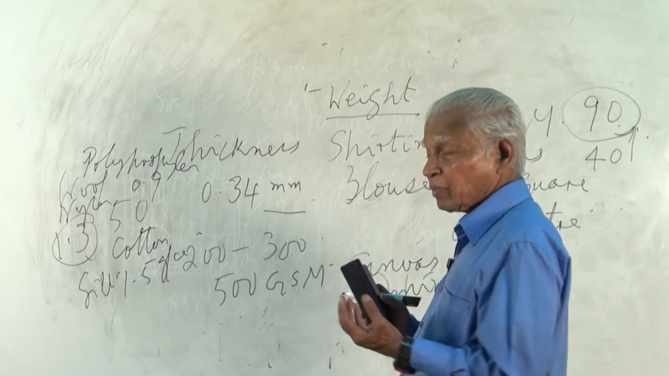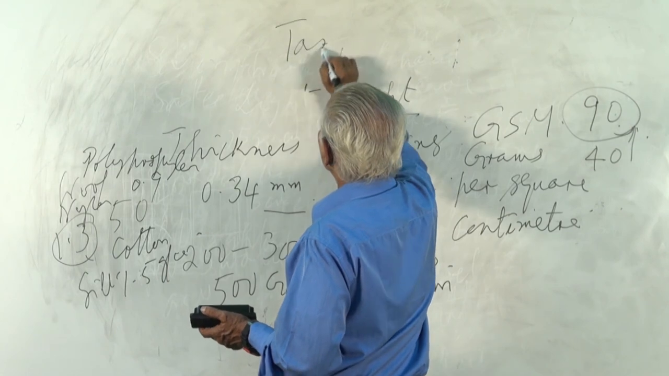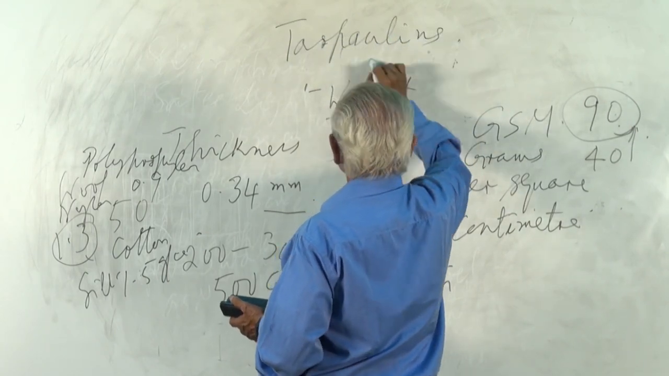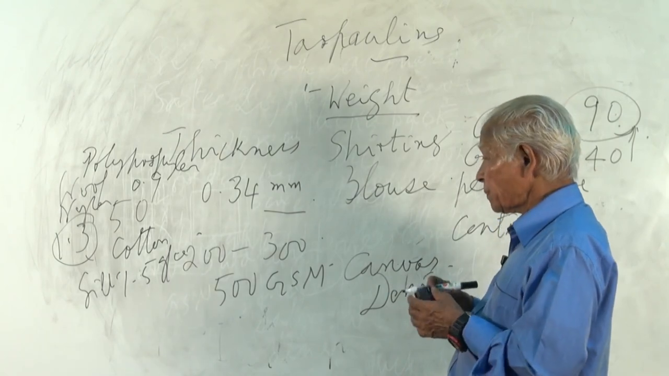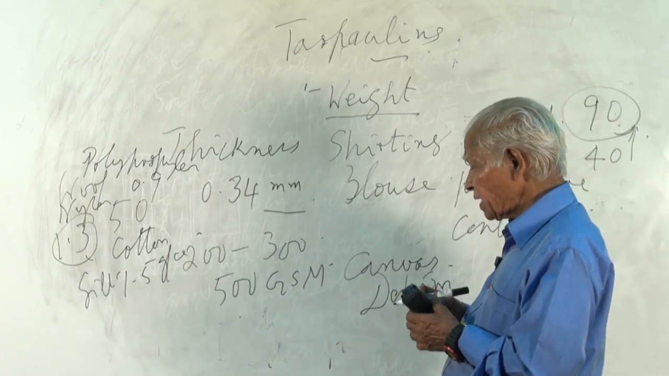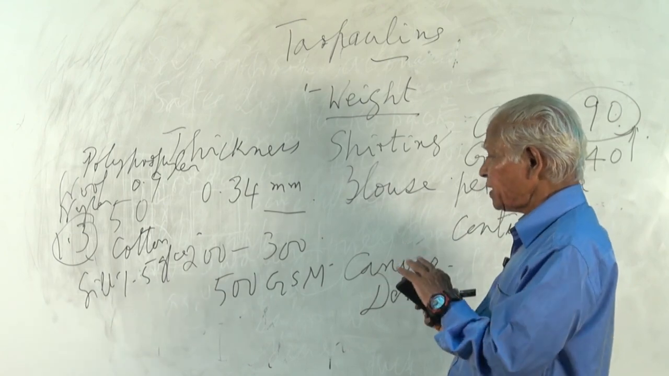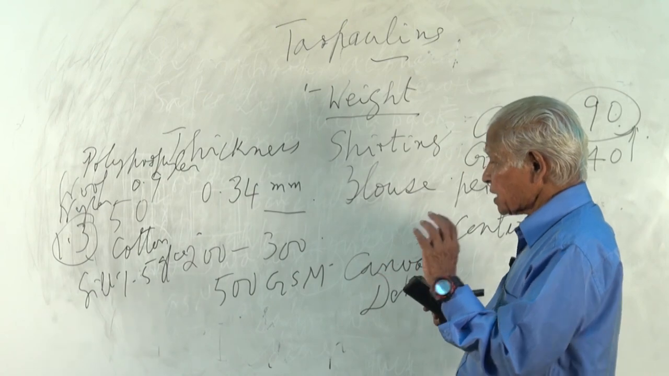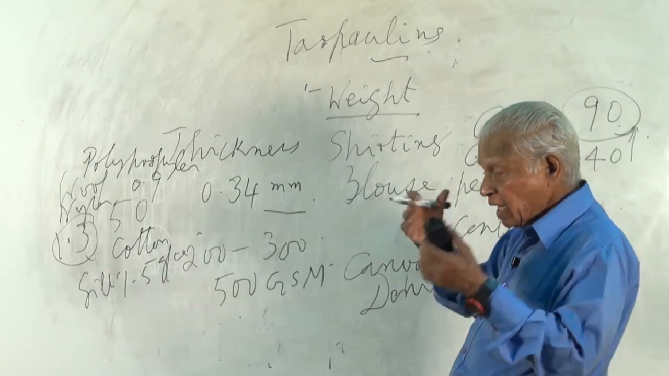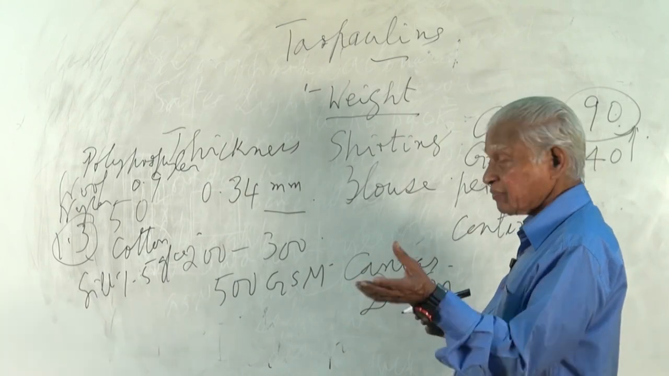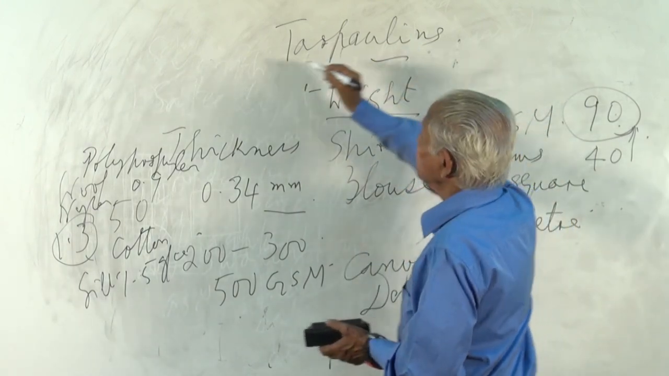Canvas is used for making certain shoes, items like that, and tarpaulins are there, which are having a very high weight. This tarpaulin is used for covering these various materials which are transported in a lorry, by covering all those things. And the medium weight denims are also being preferred as jeans. So the fabrics are generally classified on the basis of their GSM. Such fabrics as having a lower GSM are called as lightweight fabrics. Very high GSM, that is called heavy fabrics, and if they lie intermediate between these two, they are called medium weight fabrics. Lightweight, medium weight and heavy weight.